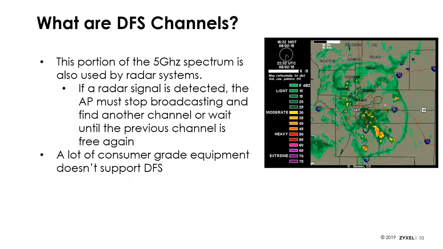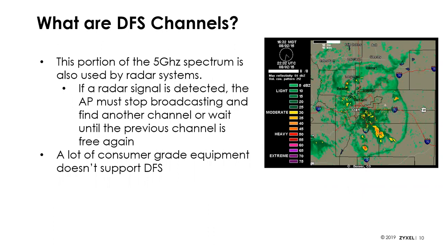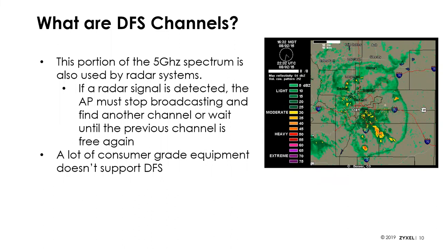It basically says before an access point can start using one of these DFS channels, it has to go through a process where first it listens and verifies that there is no radar or other legacy user currently using that channel. And then once it's cleared that, then it can start broadcasting. But as soon as it detects that somebody else's legacy device is using that frequency, it must stop broadcasting.